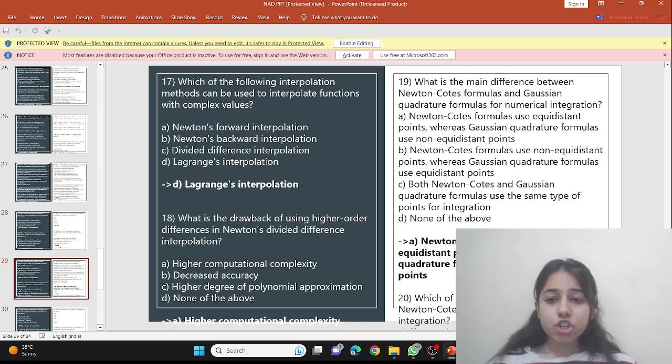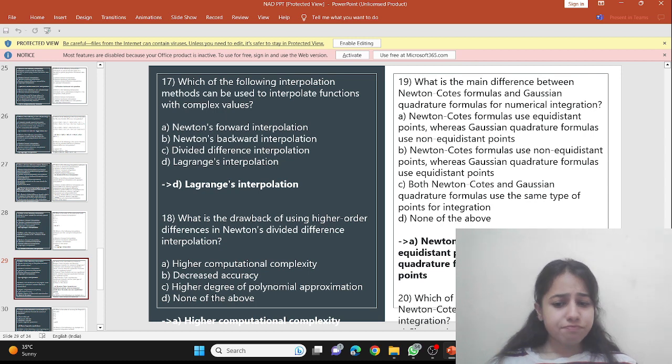17th, which of the following interpolation methods can be used to interpolate functions with complex values? Newton's forward, no. Newton's backward, no. Divided difference, no. Correct option is D, Lagrange's interpolation, because it is used to interpolate functions with complex values.